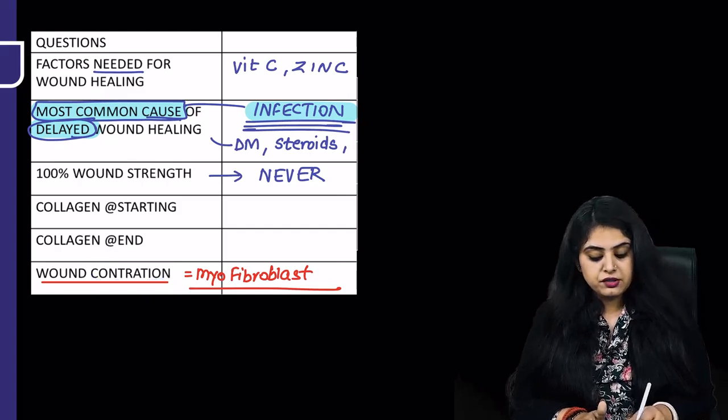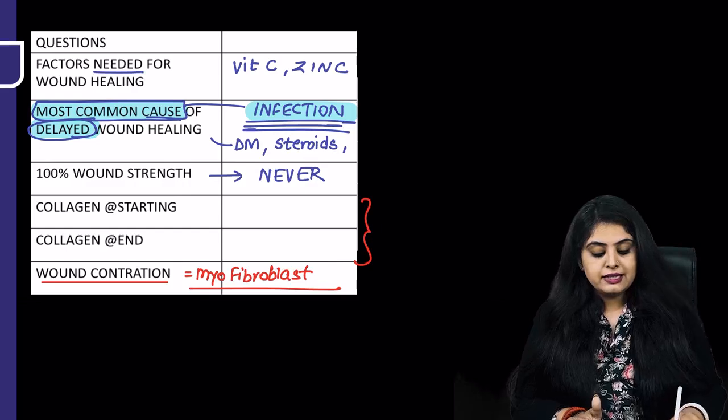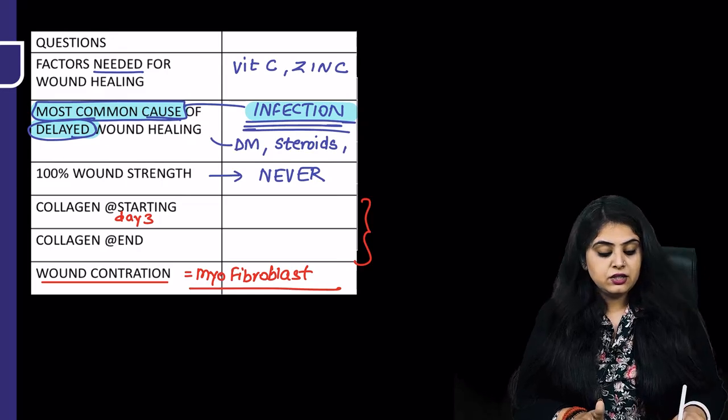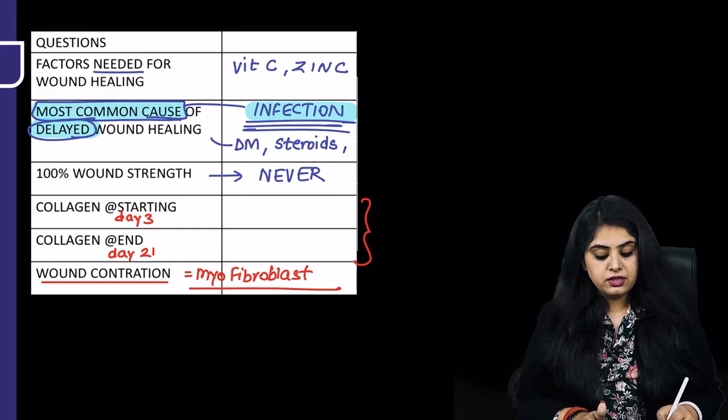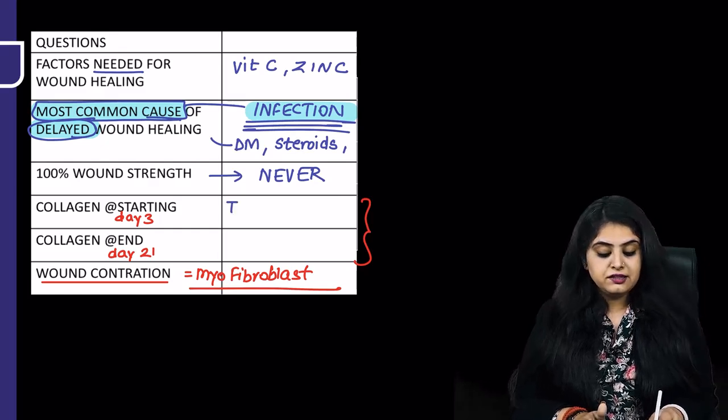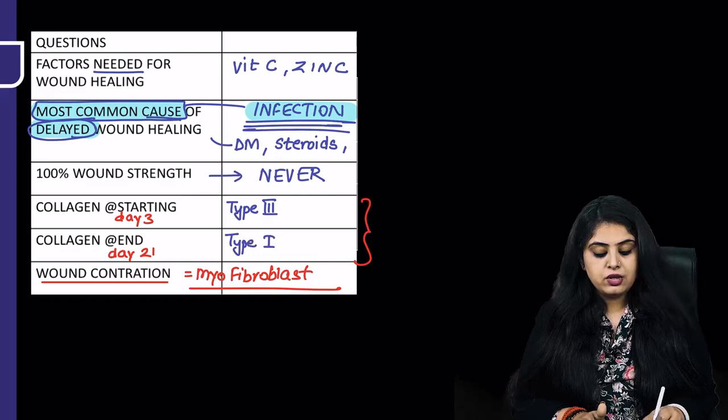Now comes a recent surgery exam question. You said that the collagen that starts is going to be on day 3 and the collagen that ends maximally is going to be on day 21. But do you know the type of collagen varies? In the starting, it is going to be collagen type 3, and in the ending when we come, it changes into collagen type 1.